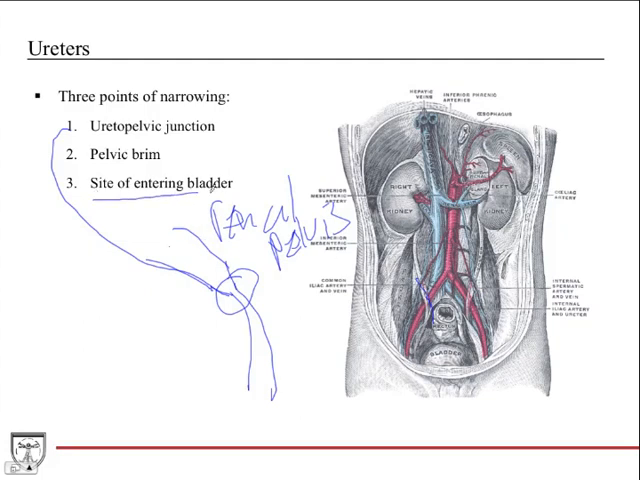And then also at the site of entering the bladder, so where it comes down here and enters the bladder. Again, just to show that, here's the bladder. The ureter comes in at an oblique angle to join the bladder, and that creates these tissue valves we were talking about. So again, this is where there's a narrowing as well, where you can have formation of stones or other debris to block passage of urine.